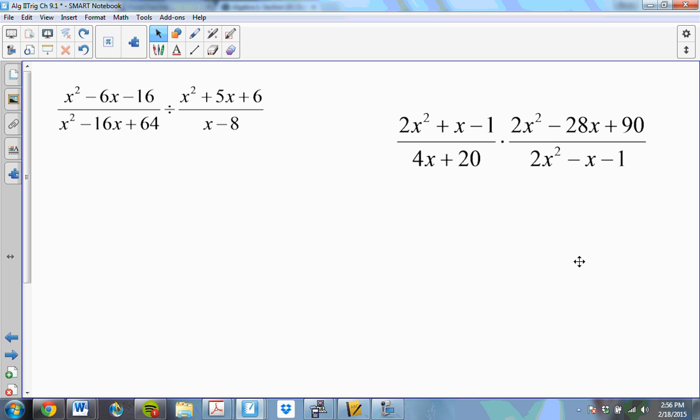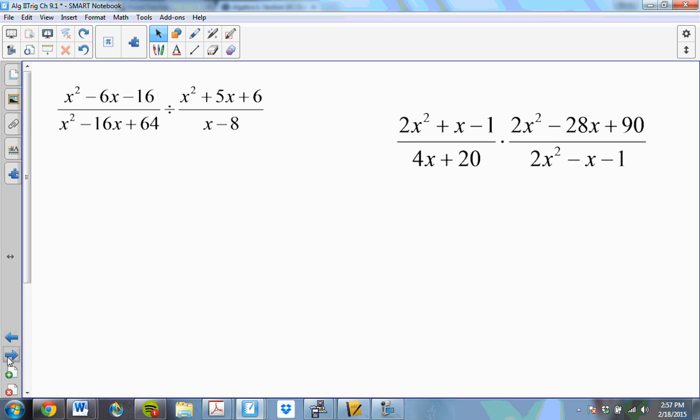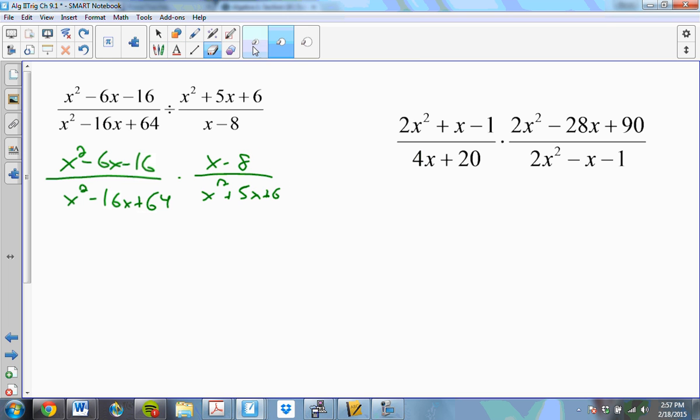Division by a fraction is just multiplying by the reciprocal. So I'm going to take the second fraction and flip it over. The second fraction, flip it over. Times x minus 8 over x squared plus 5x plus 6. Let's do a little 2 here.